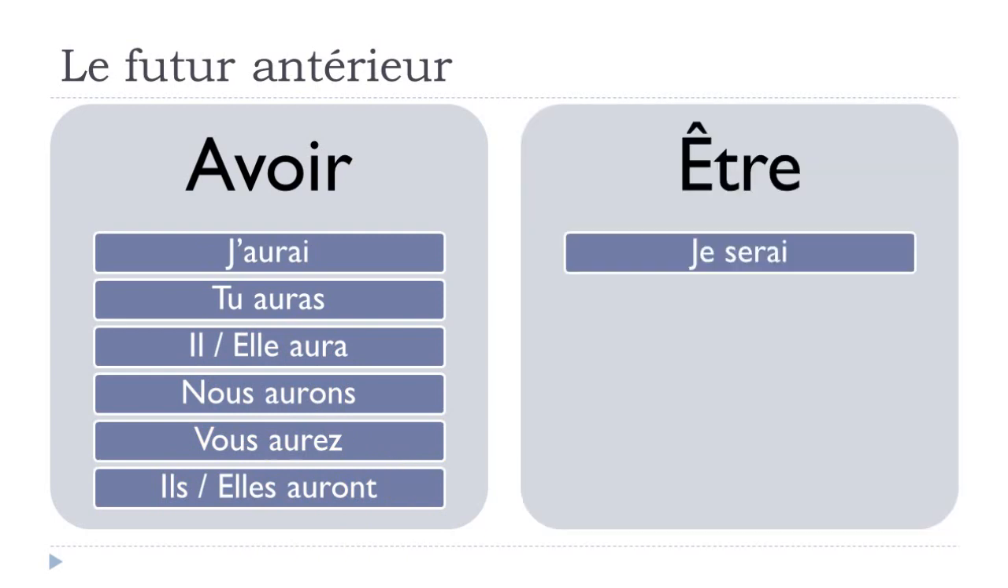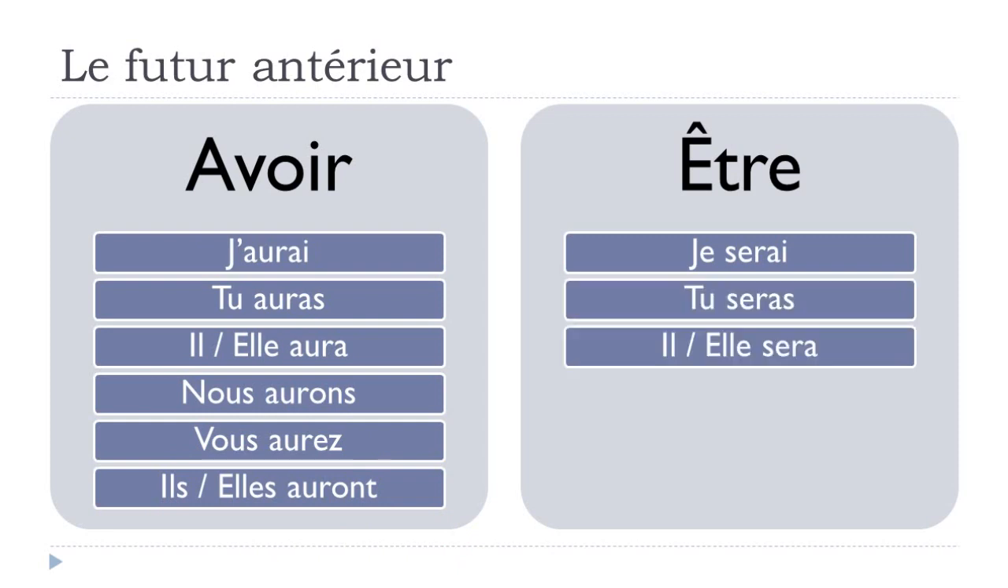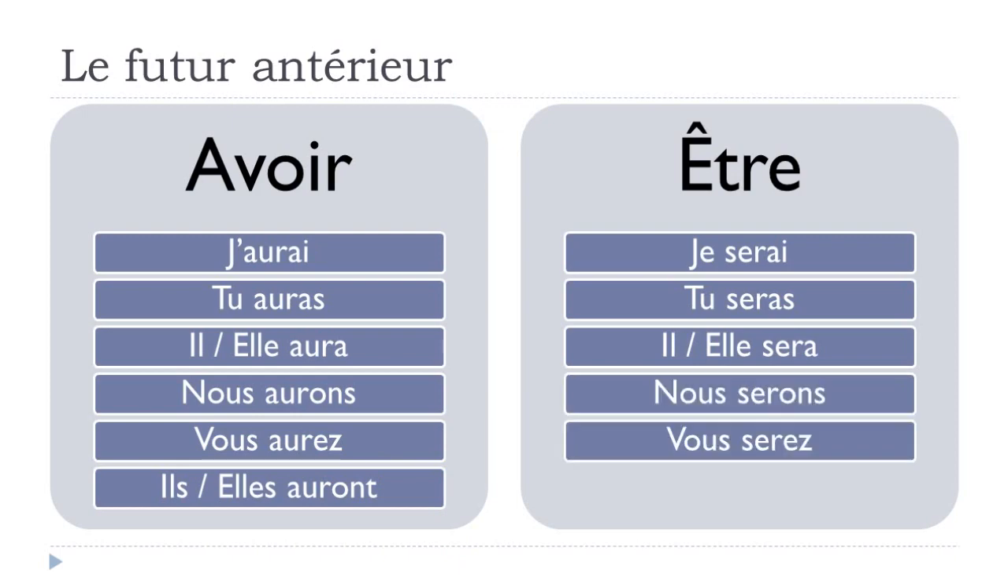Je serai, tu seras, il sera, elle sera, nous serons, vous serez, ils seront, elles seront. Alright, so let's see it one more time. Keep in mind that when we've got it like that, you really pronounce it so, serai, okay, A and I together, serai. The first S is quite strong, serai.